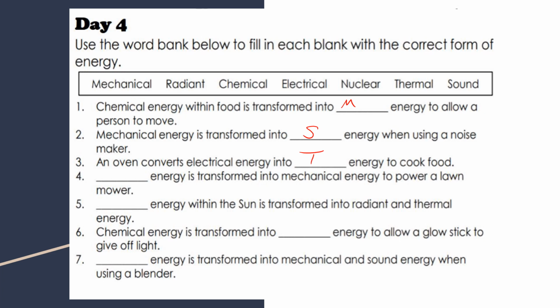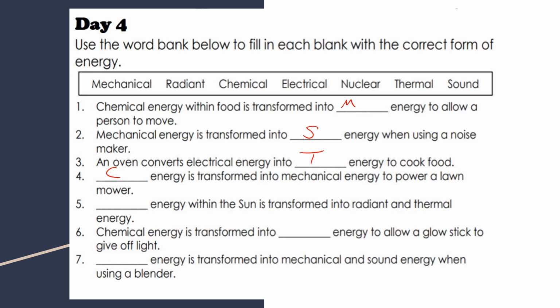Number 4. Blank energy is transformed into mechanical energy to power a lawnmower. I'm going to go with chemical, although you guys know that my personal lawnmower is electric, and it's a great lawnmower too. I don't think there's any difference really between a chemical or electric. It's just what I personally prefer.